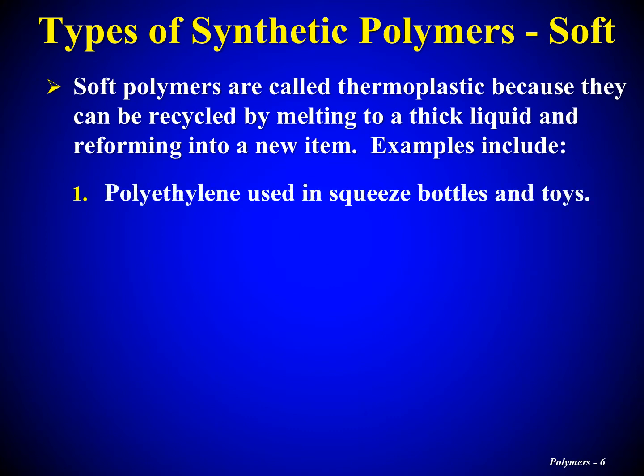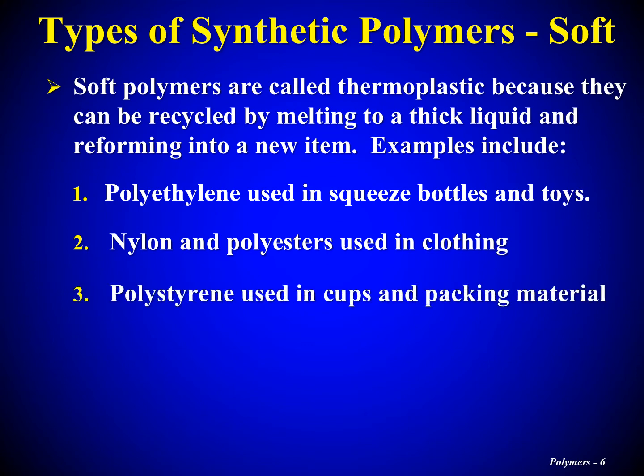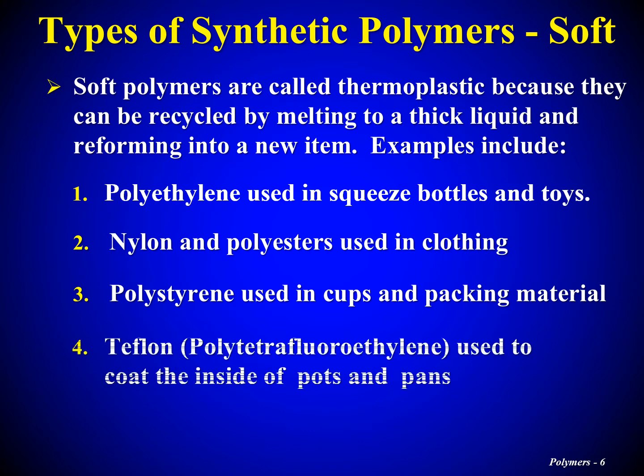Polyethylene is a soft polymer used in squeeze bottles, and toys. Nylon, and polyesters are soft polymers used in clothing. Polystyrene is used in cups and packing material. Polytetrafluoroethylene, commonly known as Teflon, is used to coat the inside of pots and pans to create non-stick surfaces.